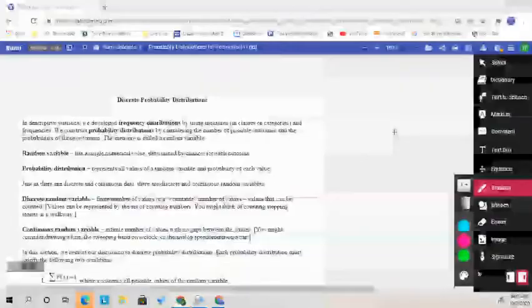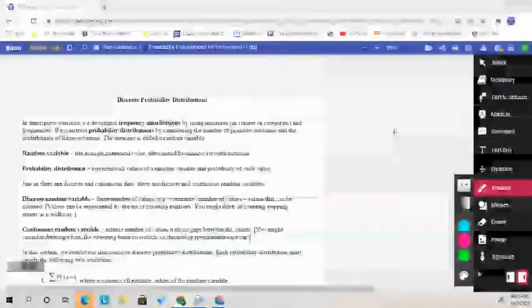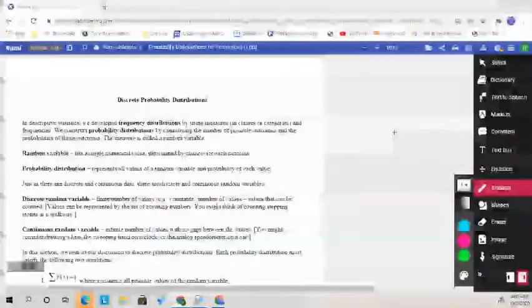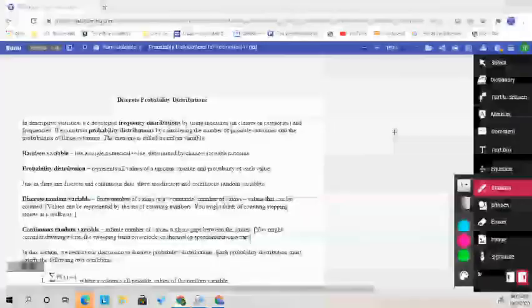Today we're going to be talking about discrete probability distributions, and then this will take us into finding the mean and standard deviation of discrete probability distributions. Just to review, a probability distribution takes all of the outcomes and writes them on the top row, and the probabilities on the bottom row.